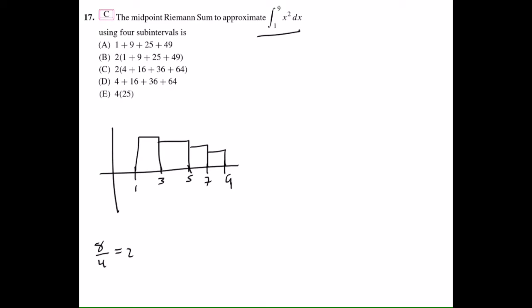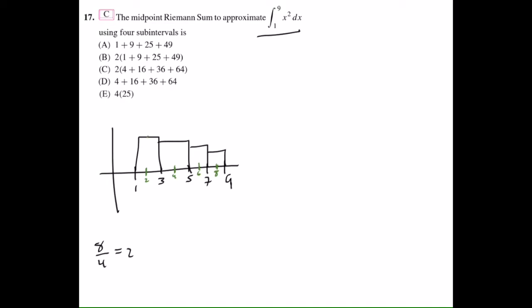Since I'm doing midpoint Riemann sums, I need to know the middle of each of these. A Riemann sum is just finding the areas of every rectangle and adding them together. Depending on the type of Riemann sum, that tells you which x value you're going to use in order to find the height of your function, or the height of your rectangle. So this is 2, this is 4, this is 6, and this would be 8.